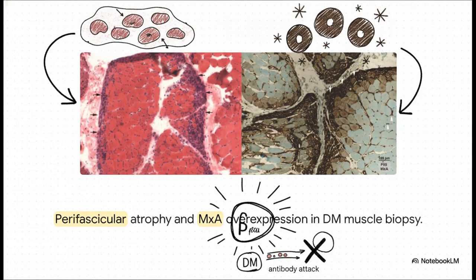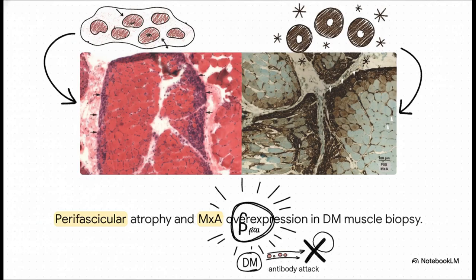Now, looking under the microscope, we see the absolute hallmark of dermatomyositis. See how the muscle fibers on the outer edge of the fascicle are shrunken. That is your classic perifascicular atrophy. And right alongside that, you'll see this dark brown staining, which indicates a striking MxA overexpression. This finding is huge for our understanding of how DM works.